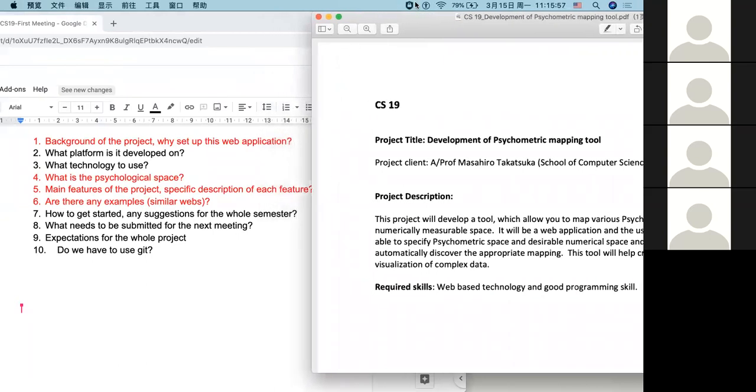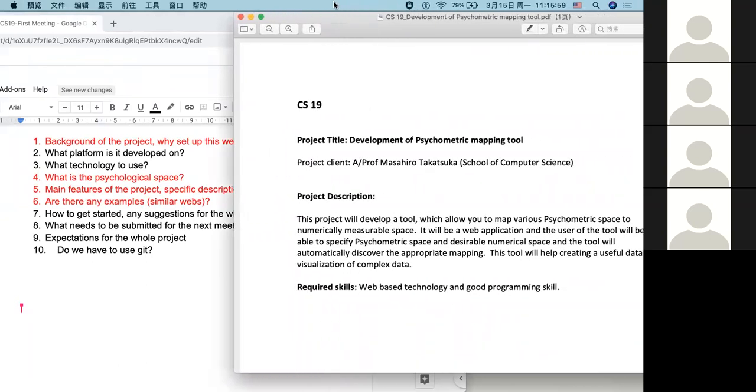So this is your capstone project, right? Yes. Okay. So I want you guys to create a web application, and this web application will basically allow one psychometric measure to different numerical space. What does this psychometric space mean? Would you please tell us? Did you do any background study on what that means?